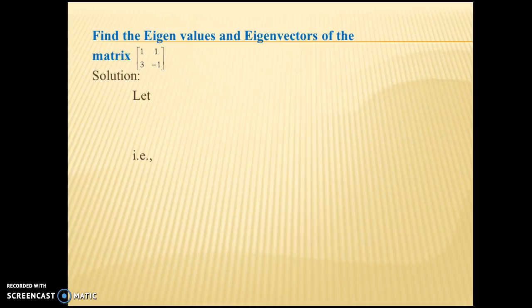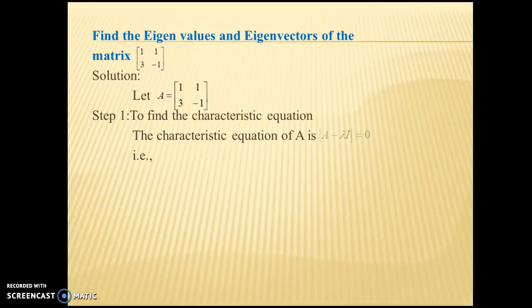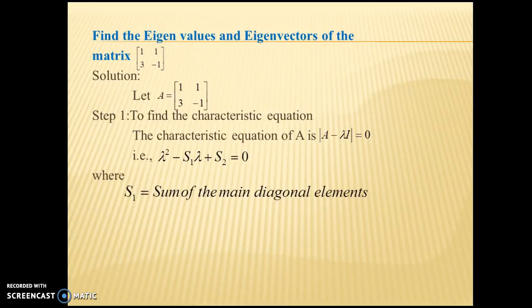Our matrix is 1, 1, 3, minus 1. Solution. First let us consider capital A be the given matrix. To find the characteristic equation, the characteristic equation of capital A is modulus of A minus lambda I equal to 0. This is nothing but lambda square minus S1 lambda plus S2 equal to 0. Here S1 is equal to the sum of main diagonal elements. In our matrix, we have 1 and minus 1 as main diagonal elements. So, S1 is equal to 0.